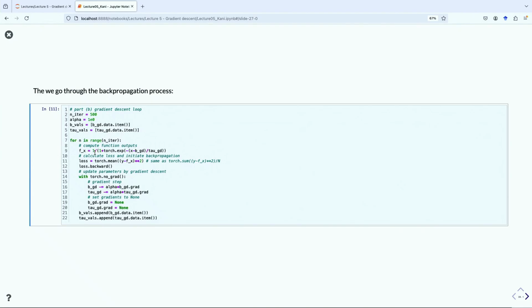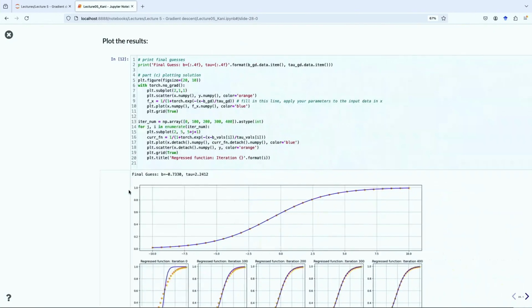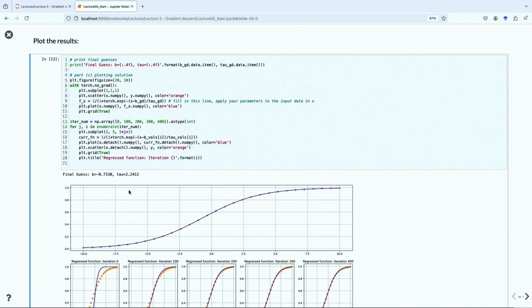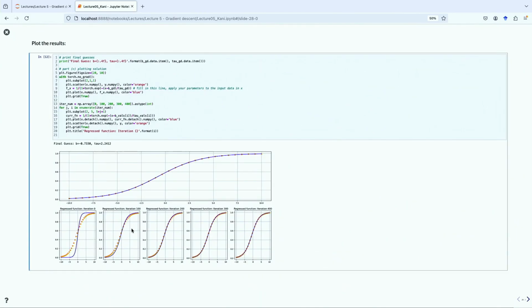Remember, we're doing the same thing that we did before, except f of x is now equal to the sigmoid function. And all we're doing is literally computing the loss and then calling loss.backward. The loss is literally y minus f of x, squared. We're computing the loss, and we're saying loss.backward. Torch, please compute the backward gradient for us. And then we're altering b and tau, changing them by the learning rate and their respective gradients. And then doing all of this gives us a nice little fit.